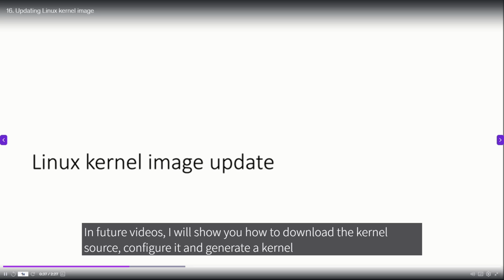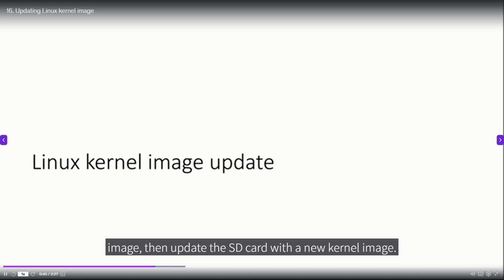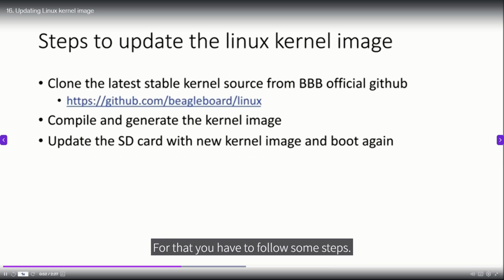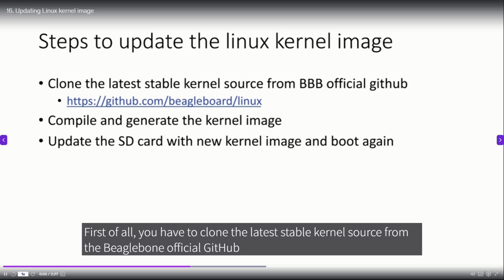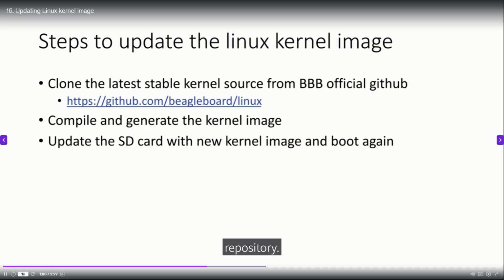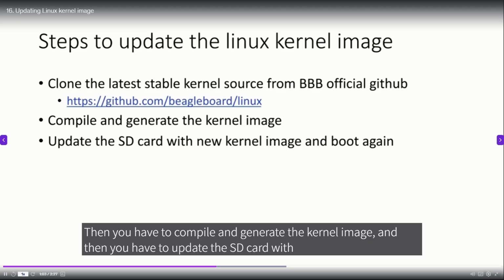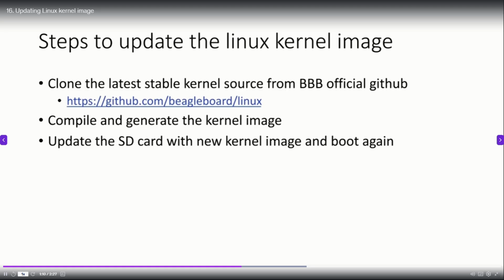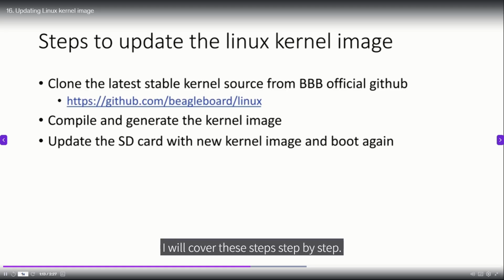In future videos, I will show you how to download the kernel source, configure it, and generate a kernel image. Then update the SD card with the new kernel image you generated. For that, you have to follow some steps. First of all, you have to clone the latest stable kernel source from the BeagleBone's official GitHub repository. Then you have to compile and generate the kernel image, update the SD card with the new kernel image, and boot again. I will cover these steps step by step.